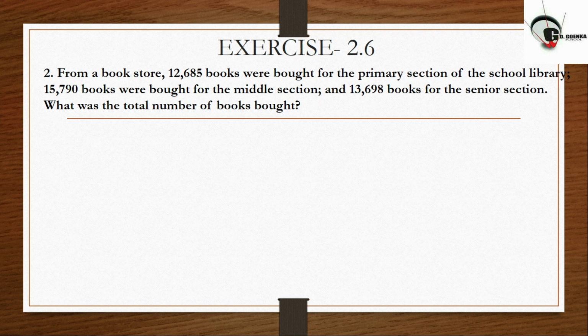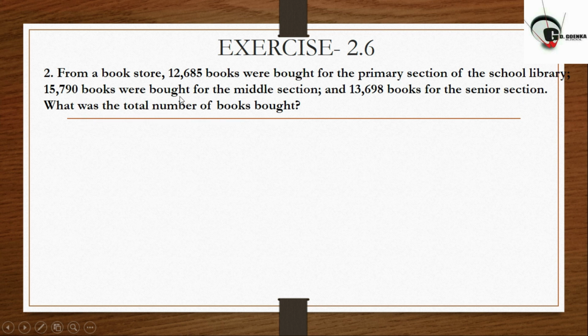Next is, first of all, the first step was to read the question carefully. So it is, from a bookstore, 12,685 books were bought for the primary section of the school library, and 15,790 books were bought for the middle section, and 13,698 books for the senior section. What was the total number of books bought?